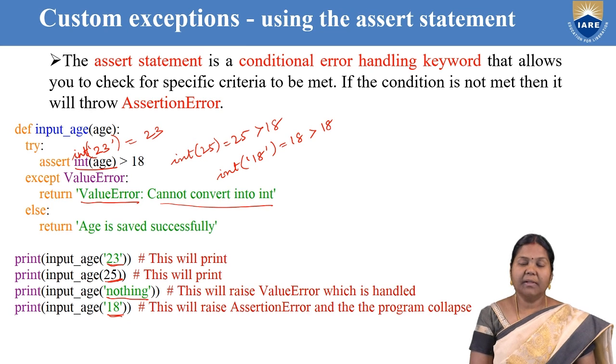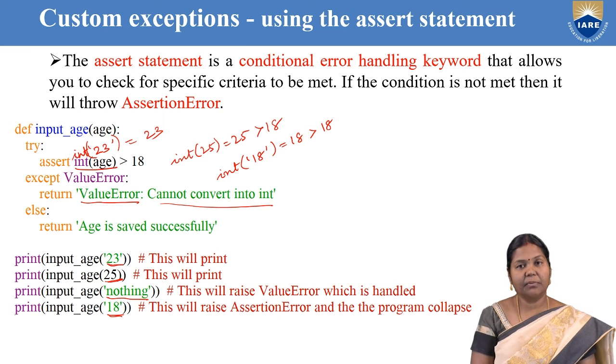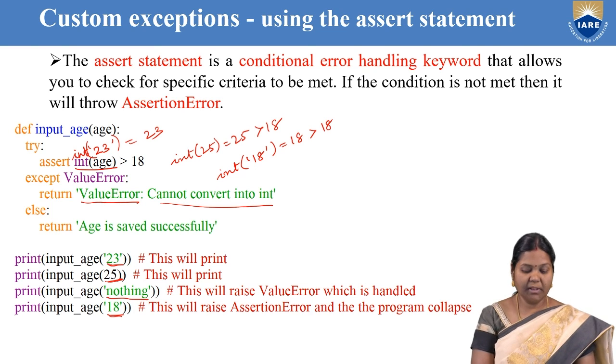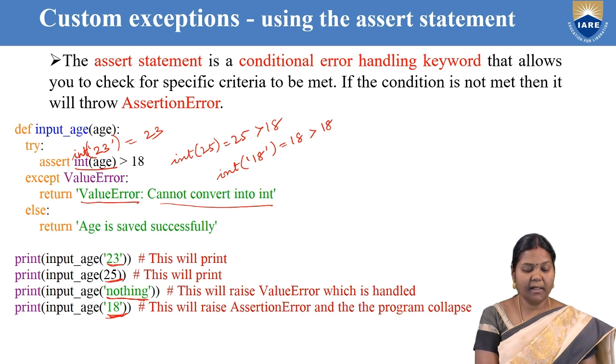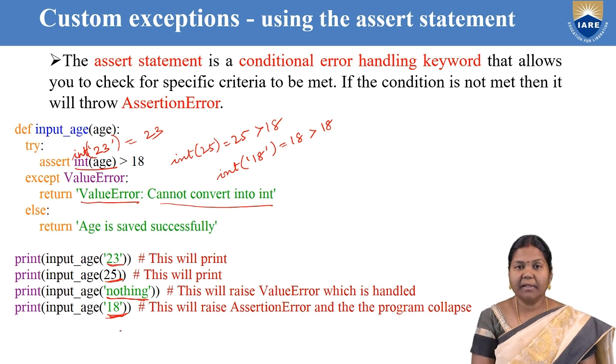So if the condition is met over here, then the AssertionError will not be generated. Otherwise, if you are not providing an integer or a proper number to check the age, then the ValueError is generated over here. But the AssertionError will be generated when the condition is not met. So here we have checked, whenever you pass nothing, then the ValueError is raised. But whenever you pass the age 18 or anything below 18, then the condition that you have written, that the integer of age should be greater than 18, has not been met. If the condition has not been met, then it raises an AssertionError. So this way, custom exceptions can be written using the assert statement.